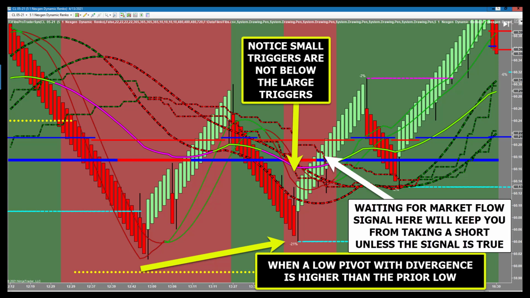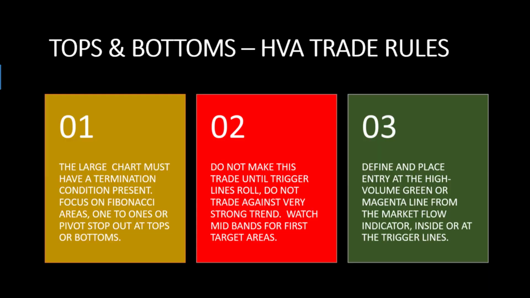This is a quite common pattern when the market overruns a key Fibonacci area on the larger 13-2 chart, only to reverse position quickly. Typically, in the case of an overrun and reversal, you may use the market flow to trade long from Fibonacci support if there is an appropriate signal. The market flow is essential when doing HVA trades after a termination condition.